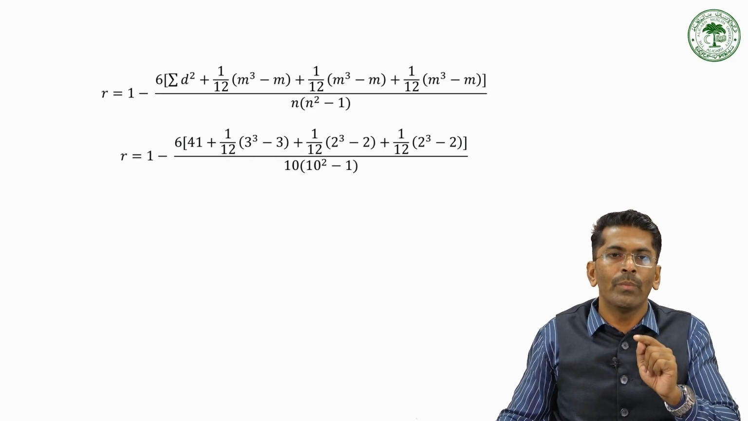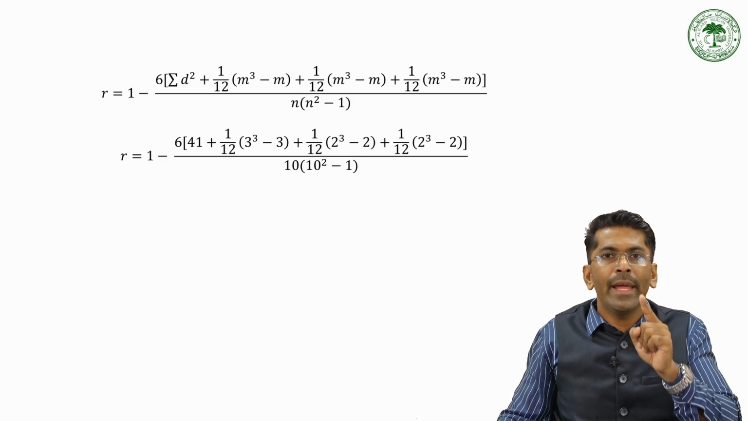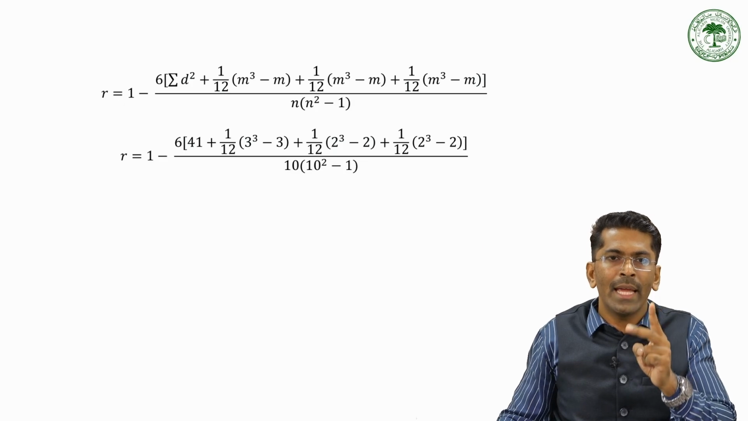So it is (3 cube minus 3) plus 1 by 12 into m cube, here it is 2 cube. Why? In the Y category, 8 was repeated twice. So 8 was repeated twice. That's why m will become 2 here.